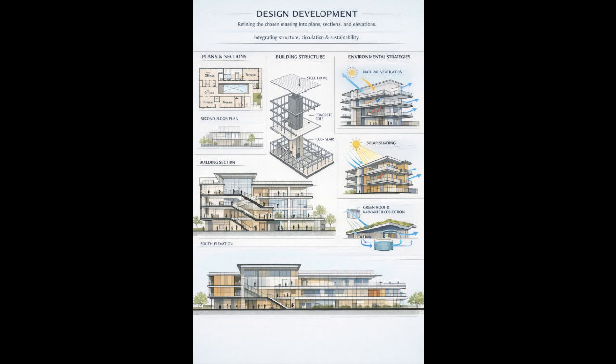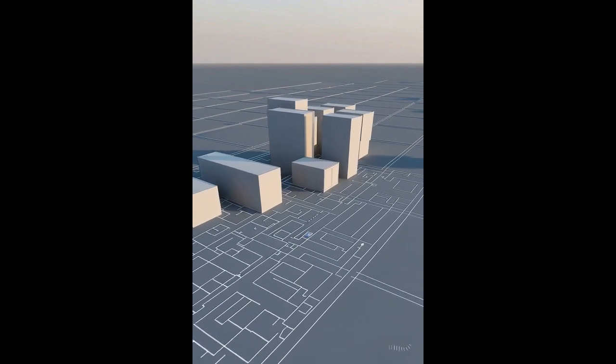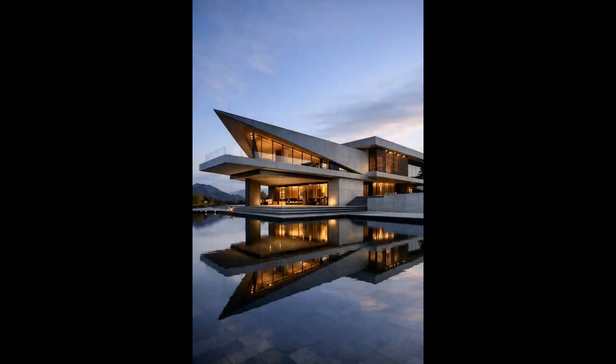Design development refines the chosen massing into plans, sections, and elevations. Structural systems, circulation, and environmental strategies are integrated to ensure the design works in reality, not just in concept. The final design represents a resolved architectural narrative. When the process is logical and disciplined, the final building clearly communicates its idea from concept to detail.